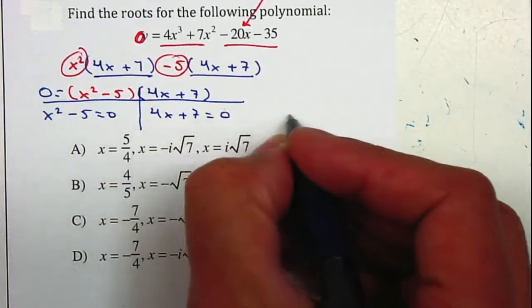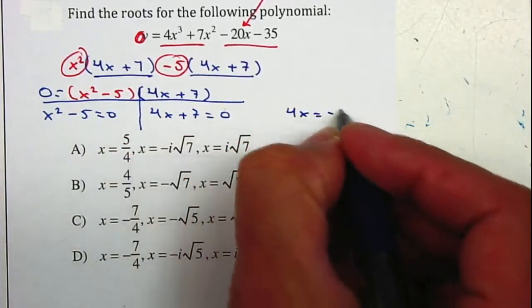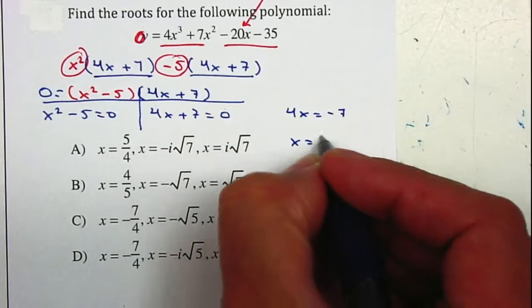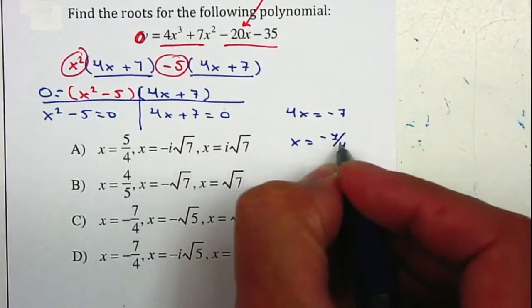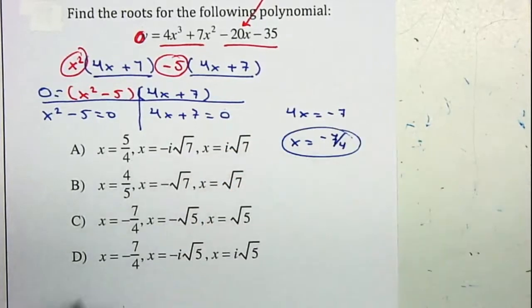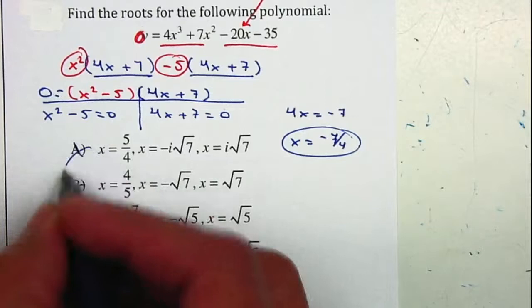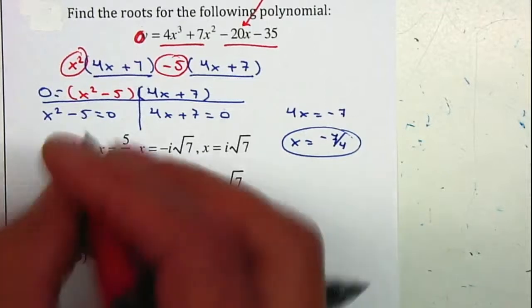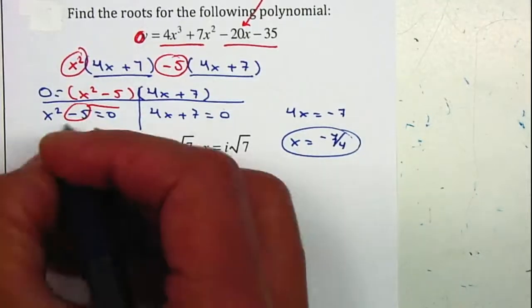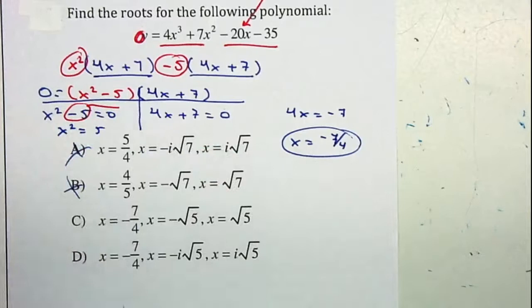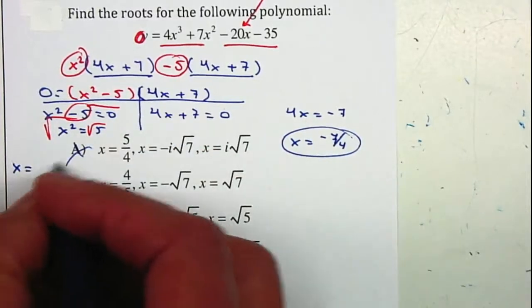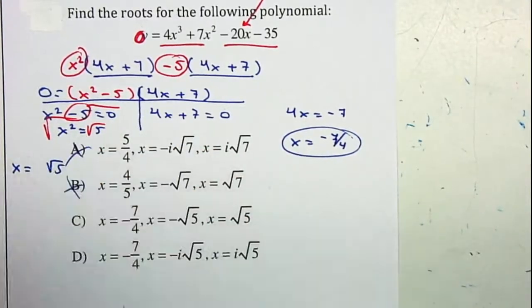Move the 7 to the right, we can say negative 7 divided by 4. So I know it's now A or B. Move the 5 to the right, we can say positive 5. Take the square root on both sides. So we have x equal to square root of 5, cannot be simplified. And don't forget your plus or minus.